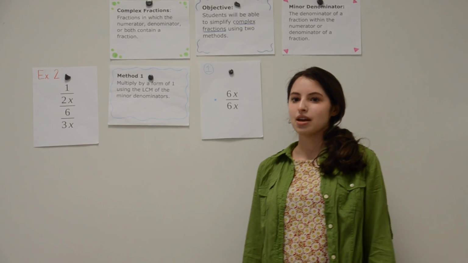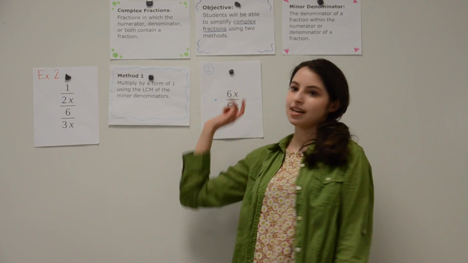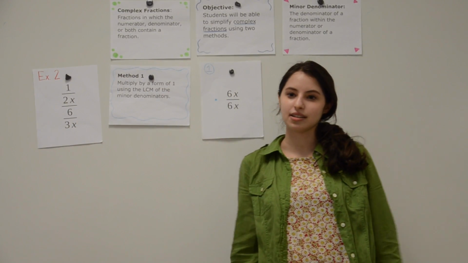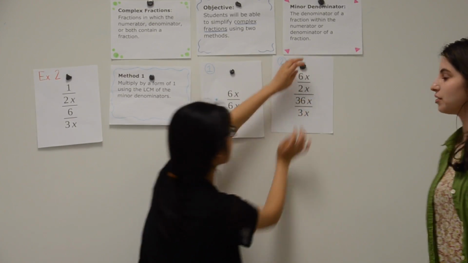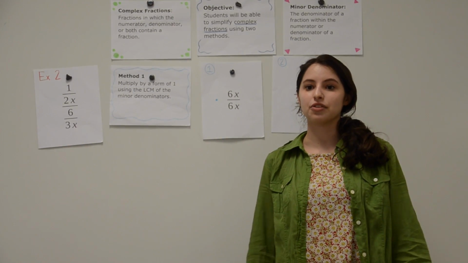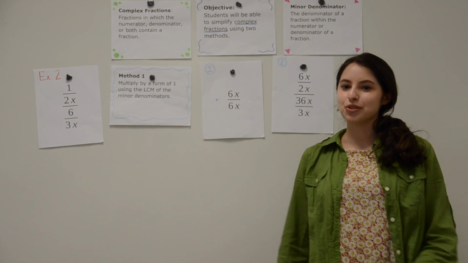We want to cancel out the minor denominators. Remember, you want to multiply by a form of 1 so you wouldn't change the value of the expression. Therefore, we will use 6x over 6x to cancel out the minor denominators. Multiply 1 over 2x by 6x and 6 over 3x by 6x also. This should give you 6x over 2x all over 36x over 3x. Now, reduce both the numerator and denominator, and the original expression will look like this.